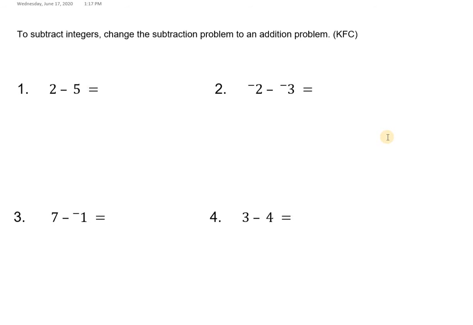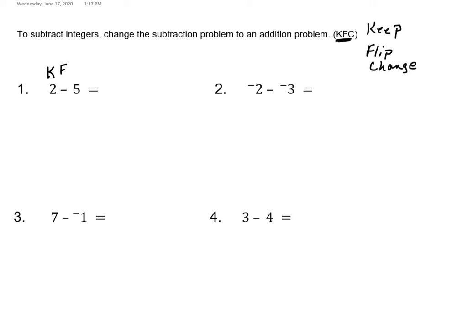Okay, this is lesson 1.5 on subtracting integers. And the way that we're going to do this is to use the acronym KFC, which stands for keep, flip, and change. And this is not something that I came up with. This is something I found on the internet a long time ago. Keep, flip, change. The K for keep means that we are going to keep this first number the same.